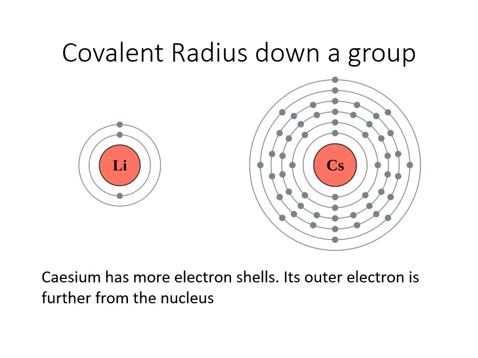So here are two atoms. We've got lithium and we've got cesium. So lithium with its 2 electron shells and cesium with its 6 electron shells. And it's these extra electron shells that contribute to the larger covalent radius of atoms as you go down the group.